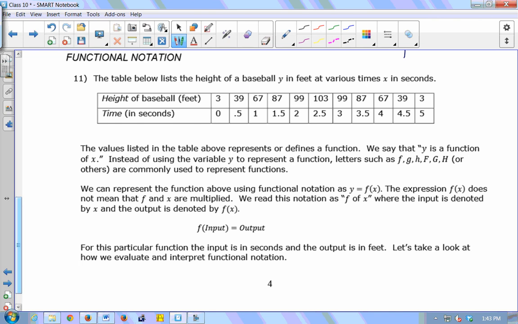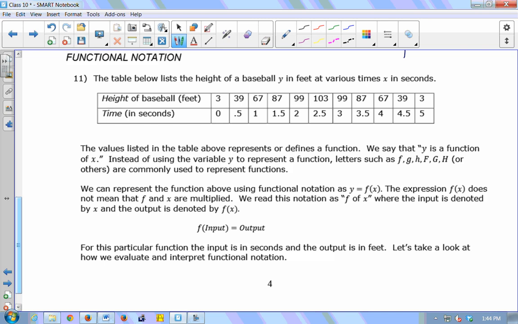Okay, so we have to learn a whole special notation to deal with functions. So this table gives the height of a baseball, y, so that's what's on top, at various times x given in seconds. So the values listed represent a function because each time has a unique height of the baseball. You can't have one time with the baseball at 2 different heights. That would be mind-blowing, right? So this is definitely a function.